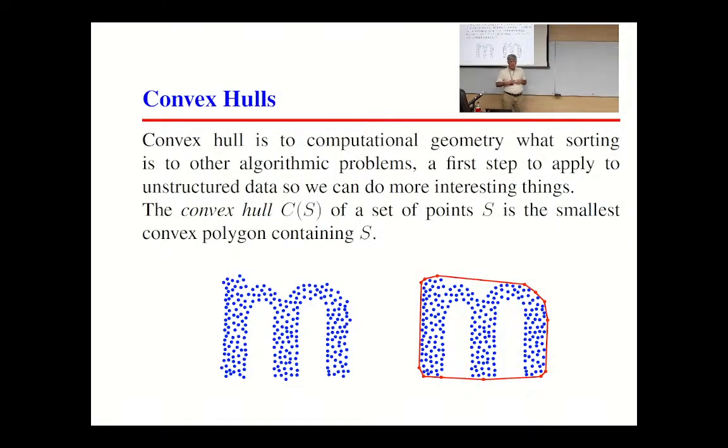The first, let's say, interesting problem in computational geometry is something called the convex hull. The convex hull is the smallest convex polygon that contains every element of a point set. And it's good for giving you a gross shape of what the points are. That's why the convex hull is kind of important.